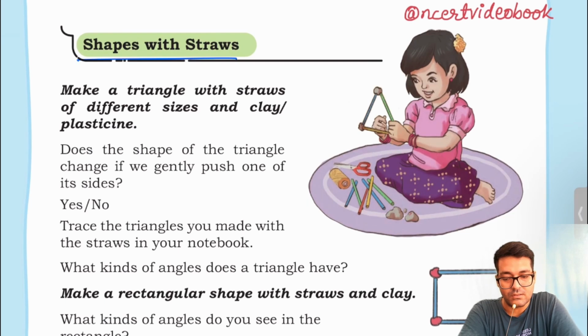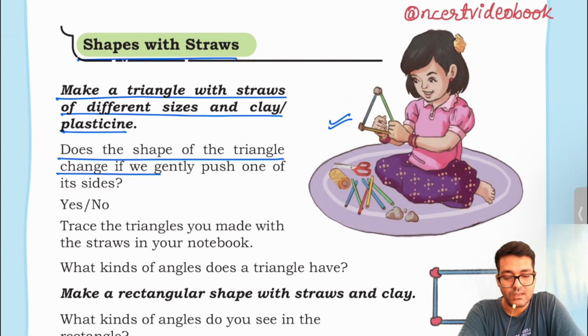Shapes with straws. Make a triangle with straws of different sizes and clay or plasticine. Like this. Does the shape of the triangle change if we gently push one of its sides? The answer is no. The triangle is a very rigid structure. It doesn't change its shape when gently pushed.